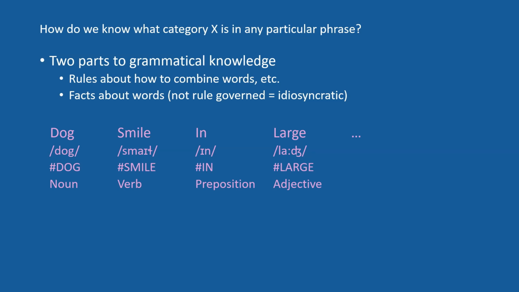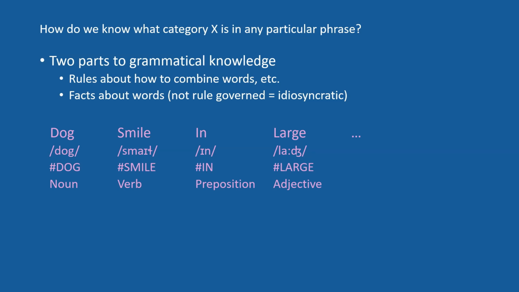Moving on, we've got smile. Smile is pronounced smile. It means whatever smile means, and it's a verb. Again, all of those are idiosyncratic properties of that word. Again, note smile is a verb that can be used as a noun, and not all verbs can be used as nouns. We also have in, pronounced in, meaning in, and it's a preposition. And large, pronounced large, meaning large, it's an adjective.